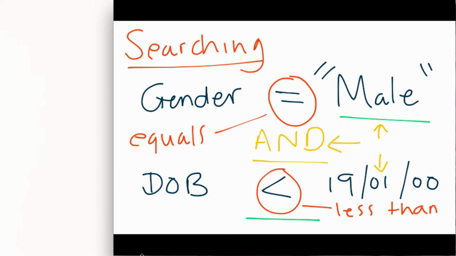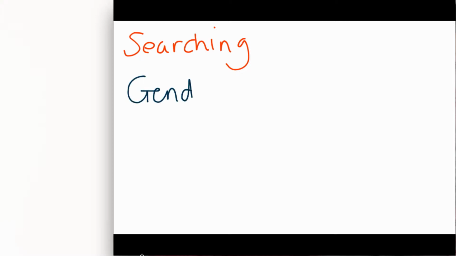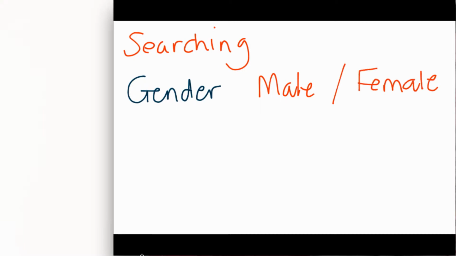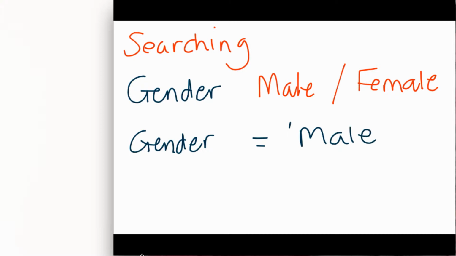Something that I could have actually done in this scenario, if I just write this out again, searching, is this. What I said initially was that I wanted to find all the males. Another way to find all of the males is to search for everything other than females, because in the gender field of a database there would only ever be two values, male or female. Previously I said gender equals male, and that worked fine.